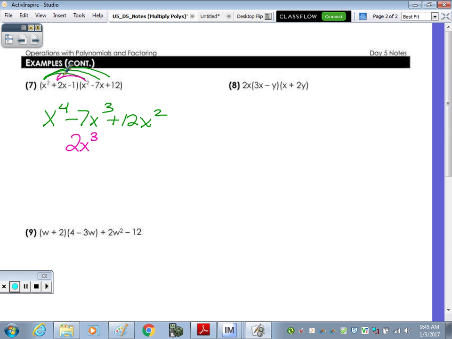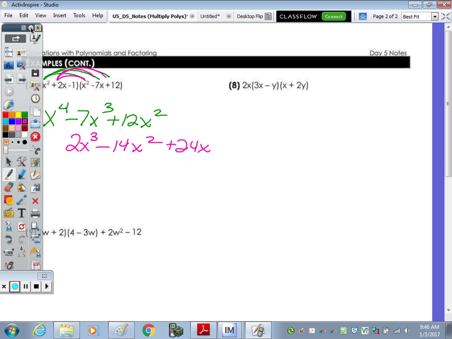Okay, 2x times negative 7x is negative 14x squared. And then 2x times 12 is going to be 24x. So when we do the next product, what column do you think that's going to fall under, that first term, that first product? The first, second, or third column? Third. It's going to be over 1.